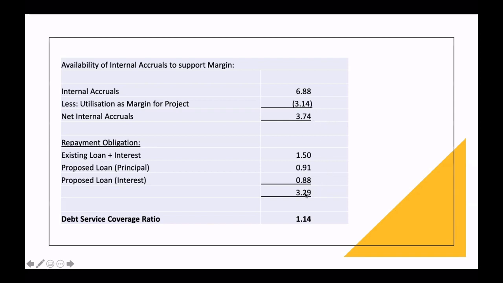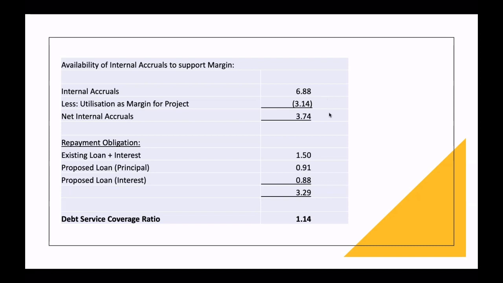3.74 divided by 3.29 gives gross DSCR as 1.14 times. Of course, the ratio is greater than 1, but most of the banks have their minimum gross DSCR as 1.5, and public sector banks insist on the 1.75 level. So here the DSCR is only 1.14. Because of that reason, we have to say no to utilizing the internal accruals as margin for the project.